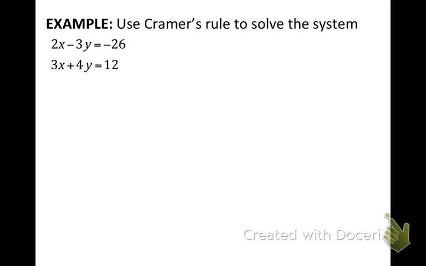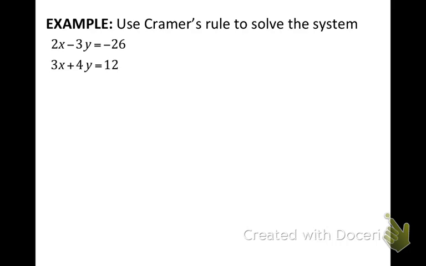All right, so there's our system. 2x minus 3y equals negative 26, or 26, not negative 26. And then 3x plus 4y equals 12. Look how friendly that looks. So we're going to do Cramer's rule to solve this.